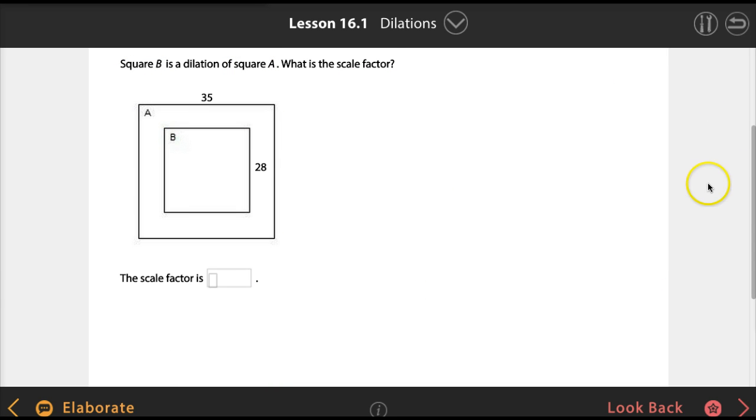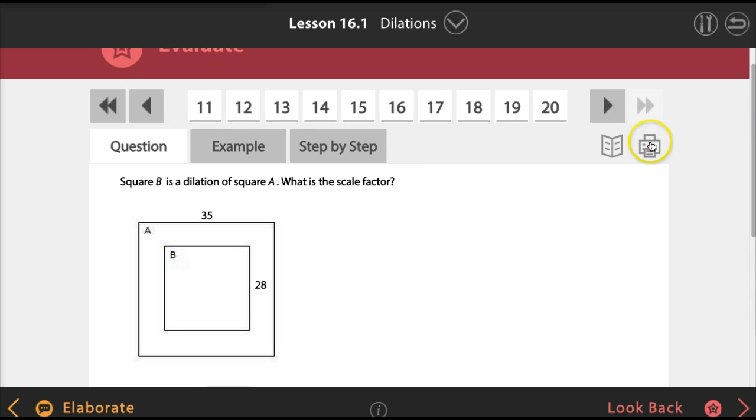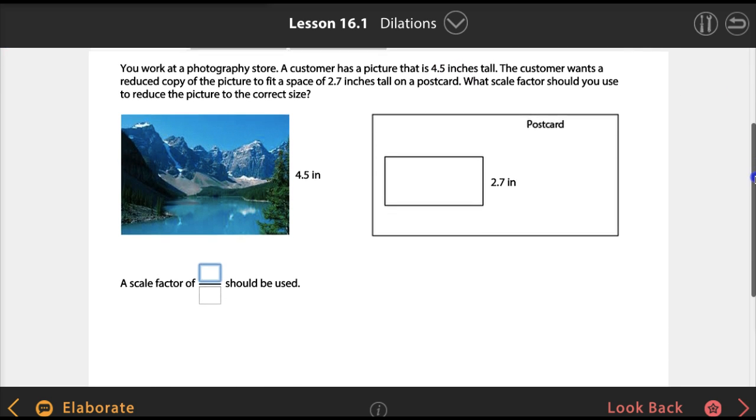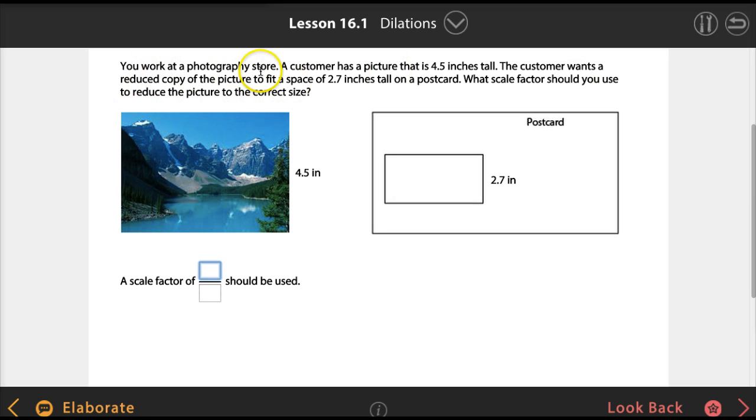Now let's move on to the next question, and that would be question number 16. Module 16 is a very easy module, right? Okay, you work at a photography store. A customer has a picture that is 4.5 inches tall. The customer wants a reduced copy of the picture to fit a space of 2.7 inches tall on a postcard. What scale factor should you use to reduce the picture to the correct size? Okay, this is a real life problem, right? Isn't that really cool? I like questions like these a lot.